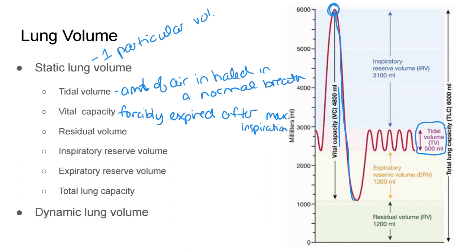Our residual volume is going to be the air that never leaves the lungs, even after that vital capacity forcible exhalation. So we have some air that always stays there. We can see it down here at the bottom. And this is important because this allows for a constant and consistent gas exchange, even between our inspiration and expiration. So even between our inhalations and exhalations, we can get a constant gas exchange happening because of this residual volume in the lungs.